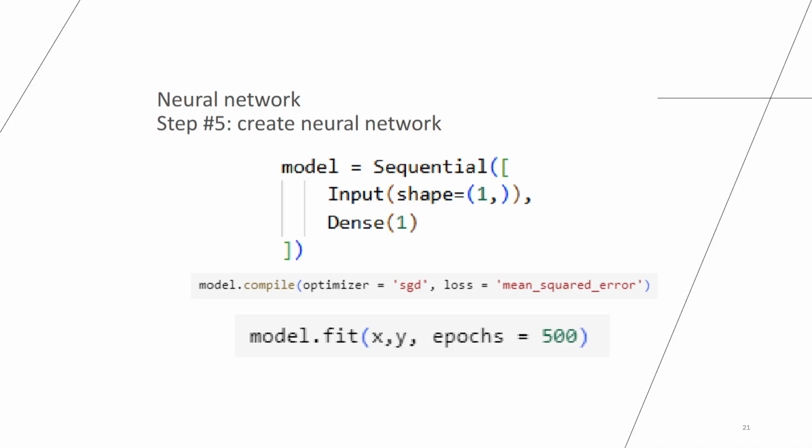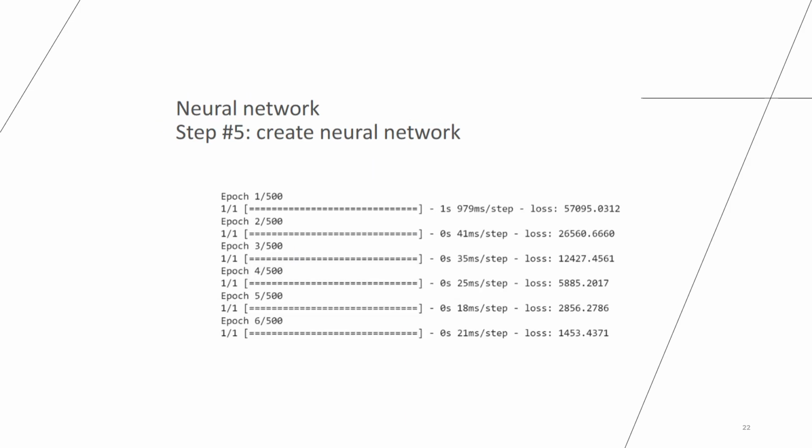Finally, we train the model using the fit function. We provide the input data x and the corresponding outputs y, and we train the model for 500 epochs. An epoch represents one full pass through the training dataset. As the epochs progress, the neural network gradually adjusts its weights in order to learn the relationship between the inputs and outputs. Once the model begins training, the training progress appears in the output.